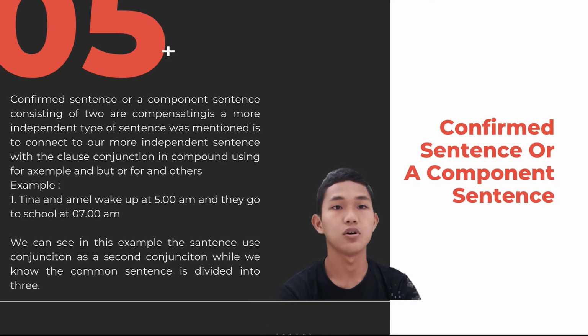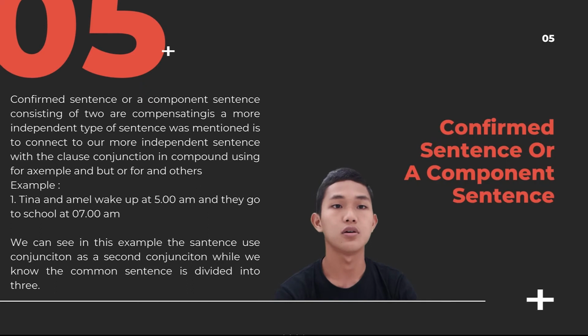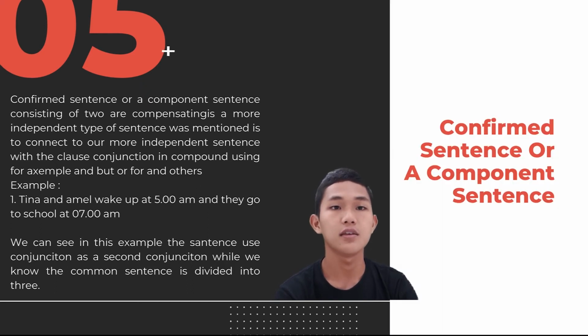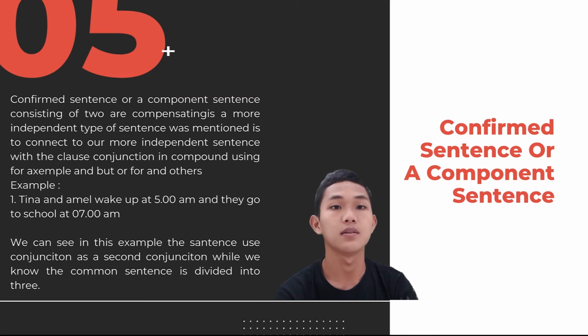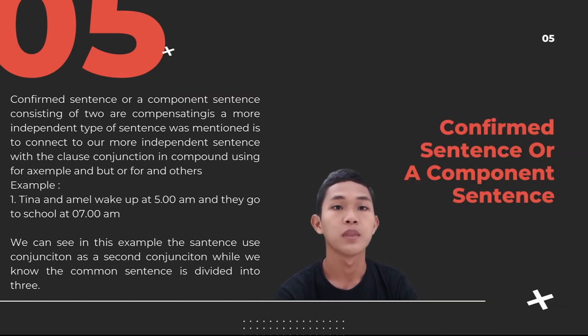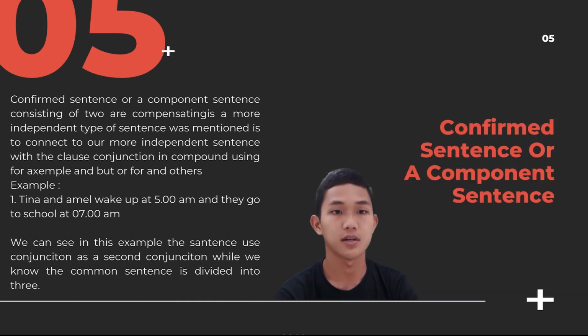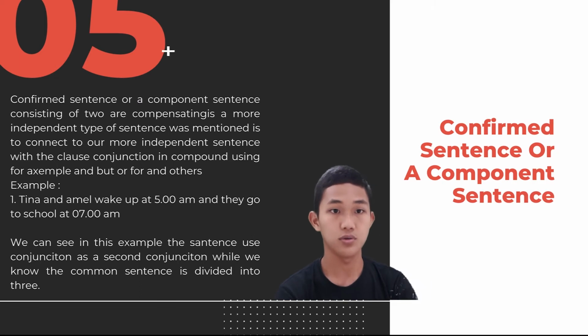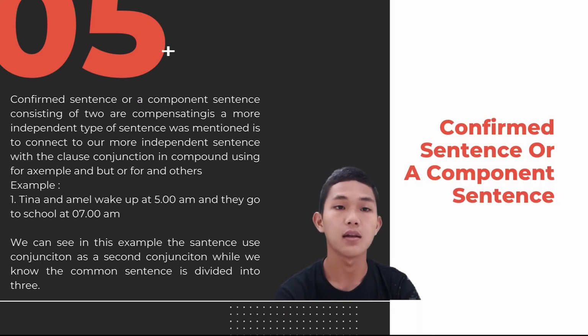Compound sentence. A compound sentence consists of two or more independent clauses, whose purpose is to connect one independent clause to another independent clause with a conjunction. In a compound sentence, we use for example and, but, or, for, and others.